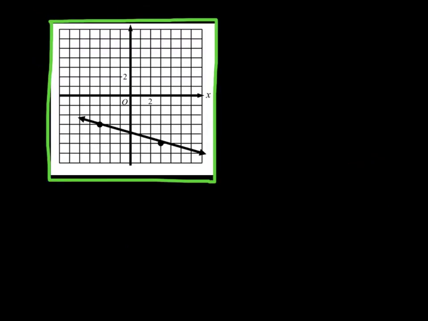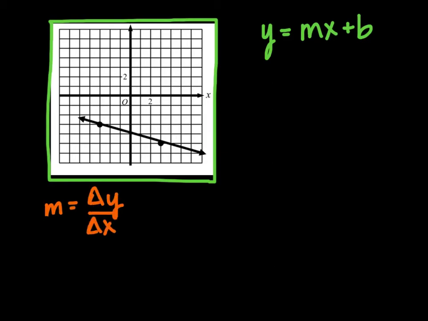So a graph is actually even simpler than a table. Remember, the whole goal of this is to get it in the form y equals mx plus b. So the way I'm going to do that is identify first my m, which remember m is just the change in y over the change in x. So here's where I make my stair step.